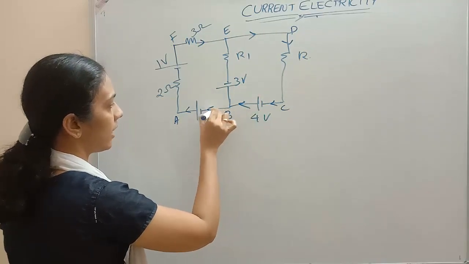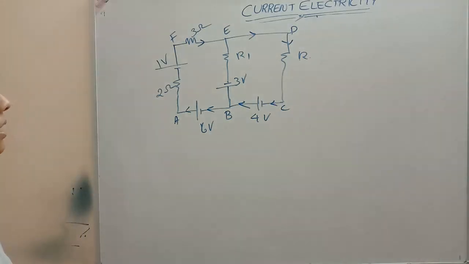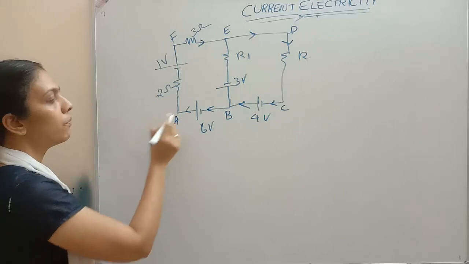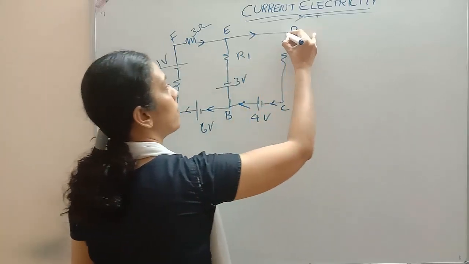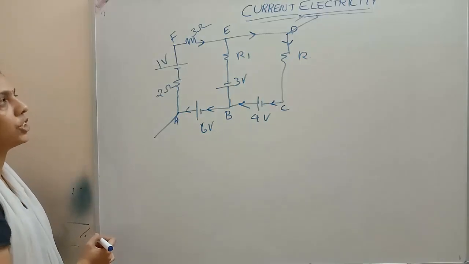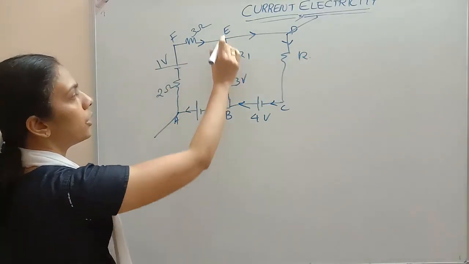Here it is negative. It's coming here. Okay, so this is how it is. The current is moving in this manner. We need to find out the potential difference across AD. If we need to find out the potential difference across AD, here no current, right?